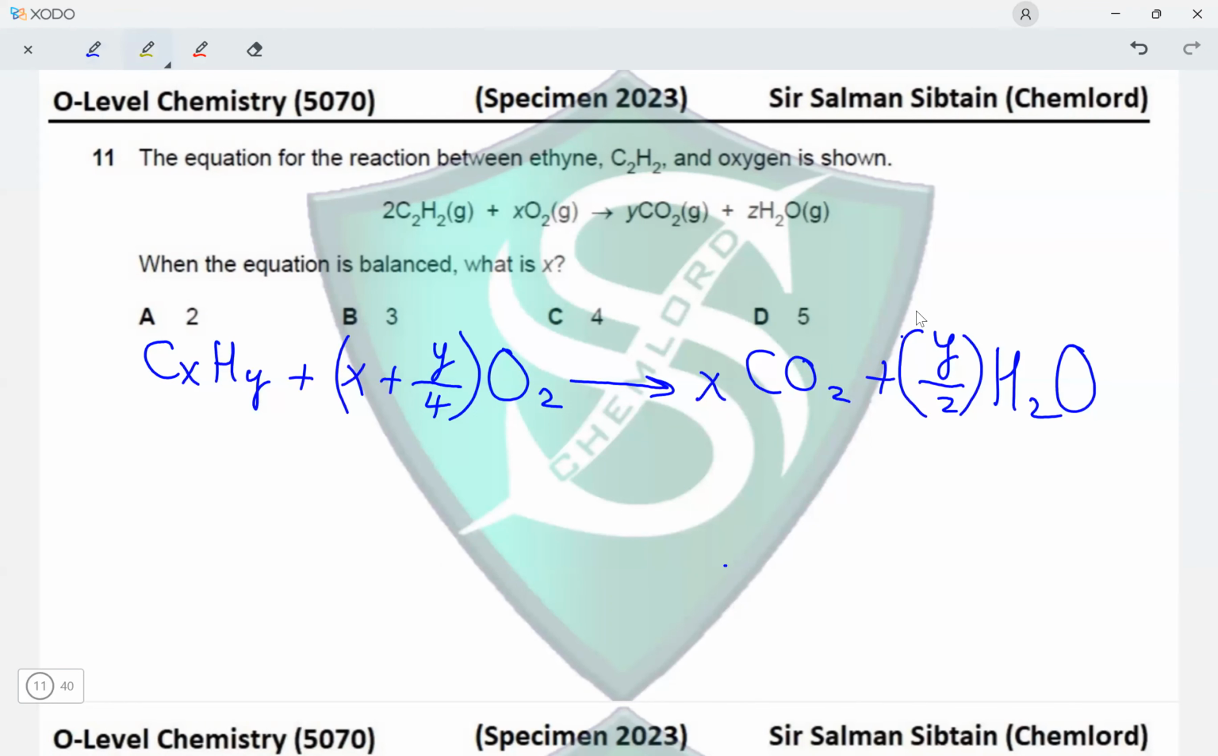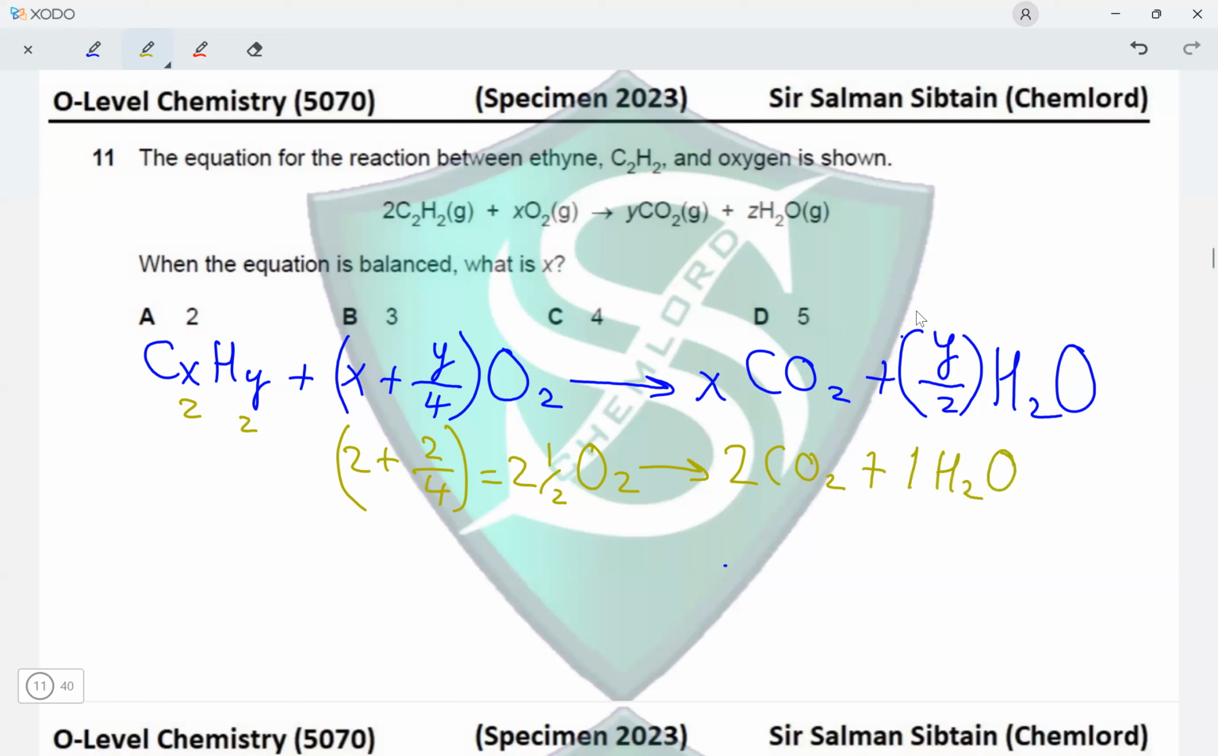Now, we have the value of x as 2 and the value of y as 2. And we have x plus y upon 4 here. So x is 2, y upon 4 would be 2 upon 4, which is equal to 1 upon 2. So this is equal to 2.5 O2, giving us x moles of CO2, which makes it 2 moles of CO2, and y upon 2. The value of y is 2, so 2 upon 2 is 1. So 1 mole of H2O.